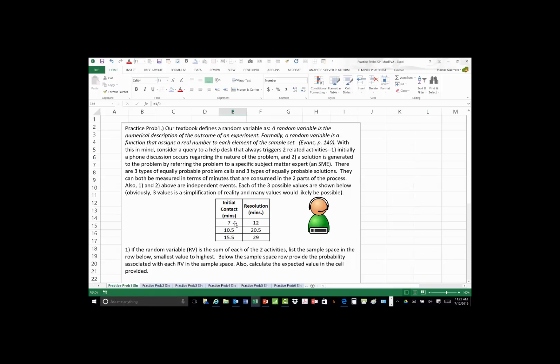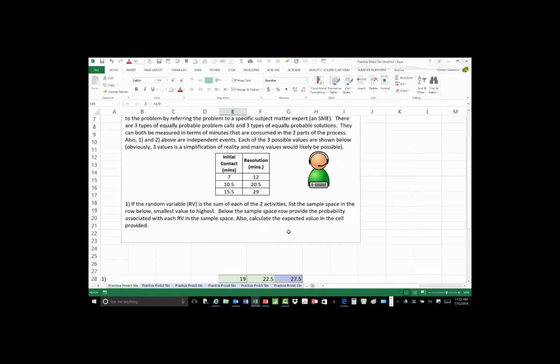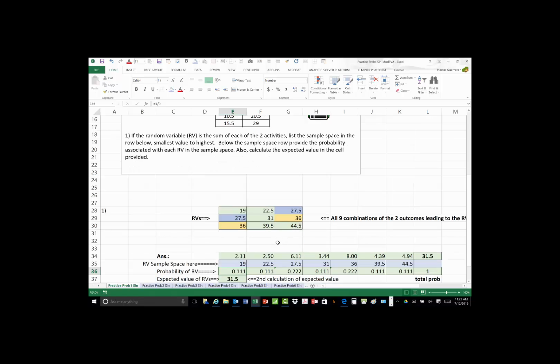So 7 and 12, 7 and 22.5, 7 and 29, those are all random variables, 10 and a half and 12, 10 and a half and 20 and a half, etc. All possible combinations. So how do I do that? What are the combinations? Well, here are the 9 combinations that I got. 19, 22 and a half, 27 and a half, another 27 and a half. You can see I put it in the same shaded color. 31, that's unique. 36 occurs again. So there's another pair. So the random variable is 22.5, but it occurs 2 times out of 9.